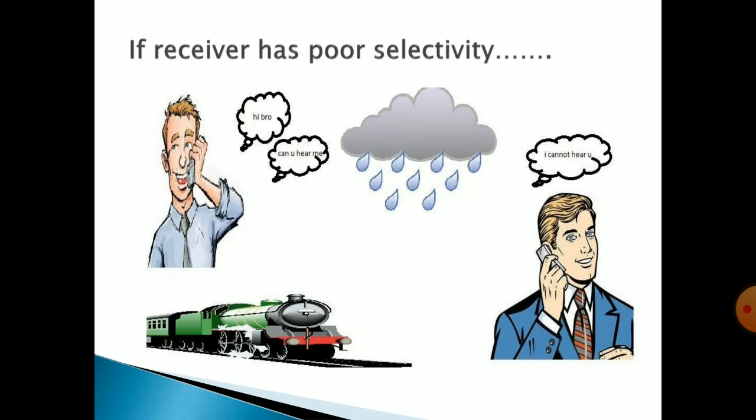If a receiver has poor selectivity, then if a transmitter is saying hi, the receiver will be hearing nothing. The receiver won't hear anything. So this is known as selectivity.